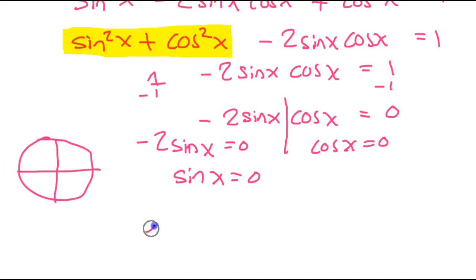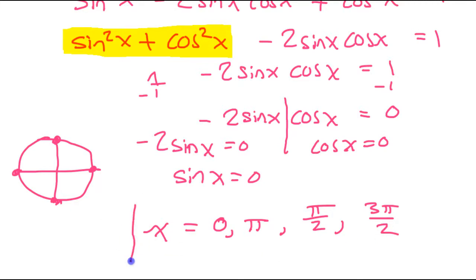All right, so let's list it out. X equals. Sine is a y value. The y values are 0 here and here. So we'll call that 0 and pi. Cosine is an x value. The x values are 0 here and here. So that's going to be pi over 2 and 3 pi over 2.